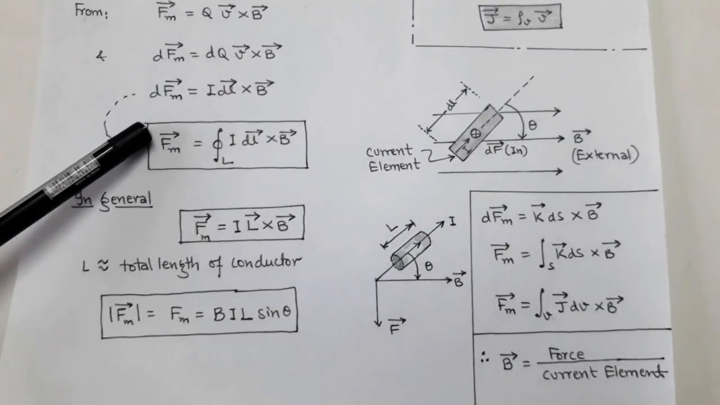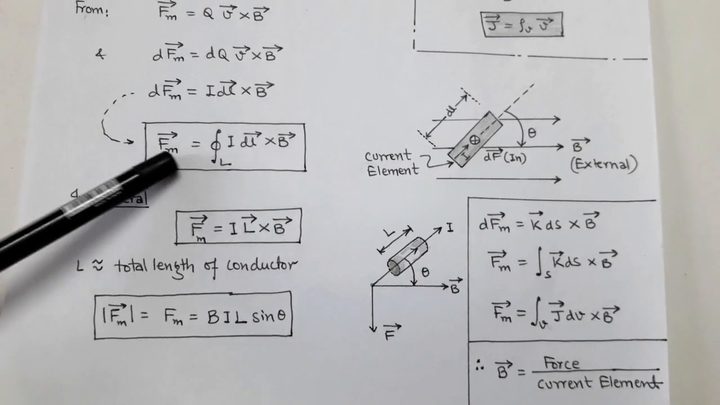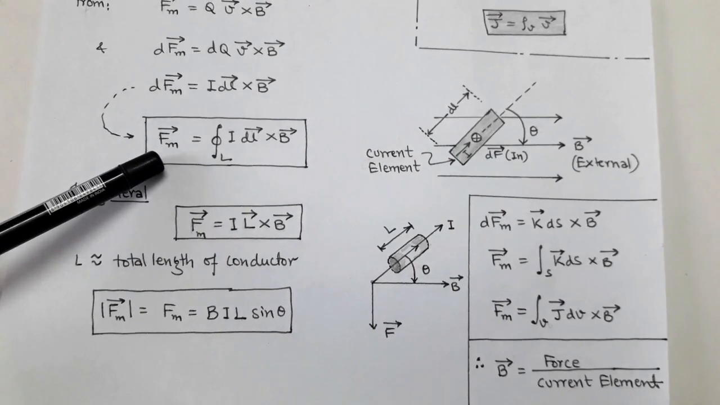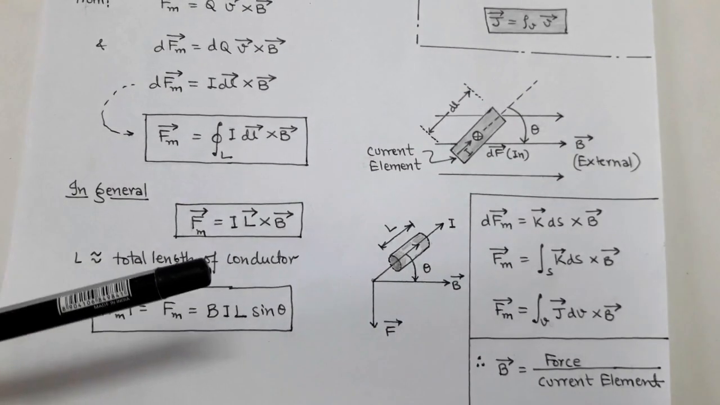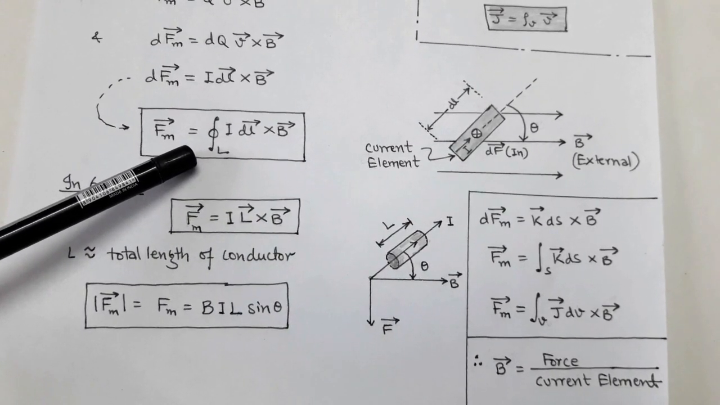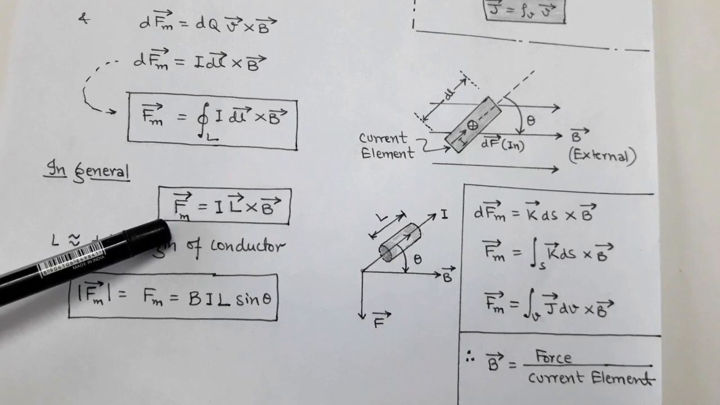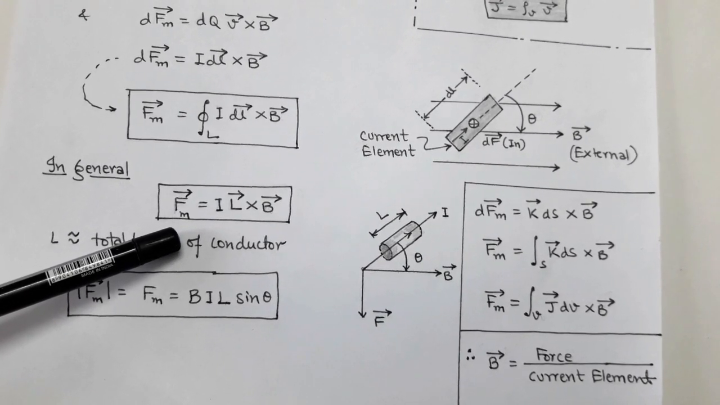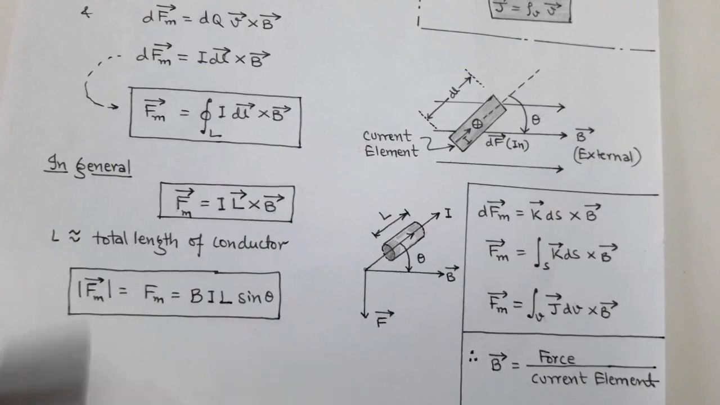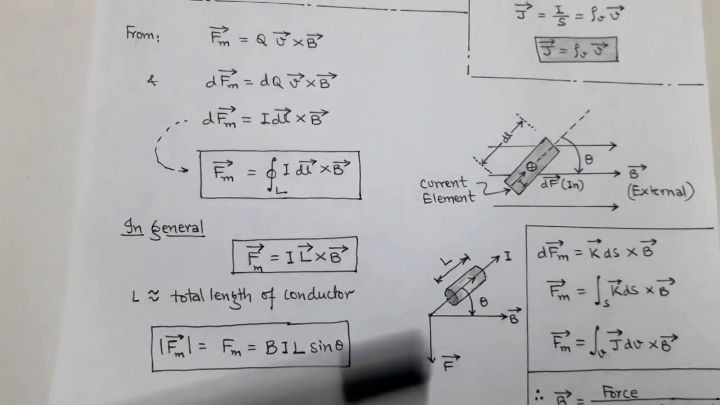To get the total magnetic force, we can integrate along a closed path, that is, a closed line integration of I dl vector cross B vector, because we know that the current is flowing in a closed path. That's why we take a closed line integration of I dl vector cross B vector. So in general we can write that the magnetic force Fm vector is equal to I L cross B vector, where L is the total length of the conductor.